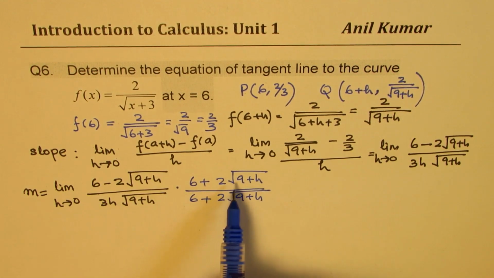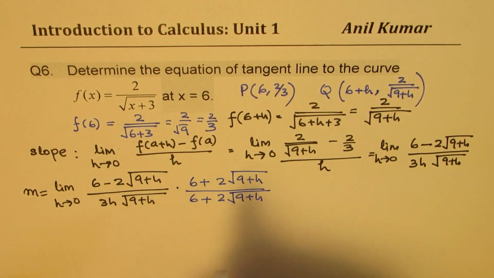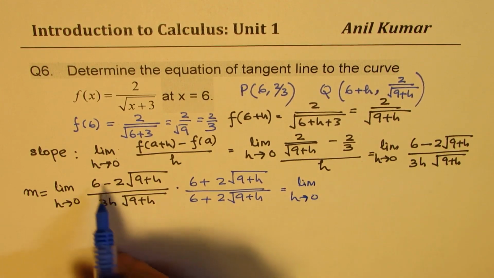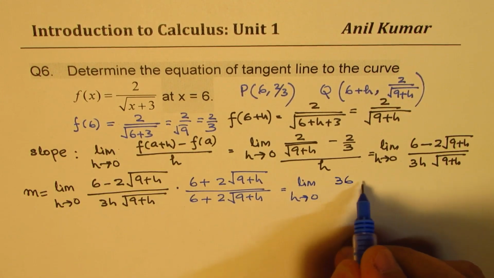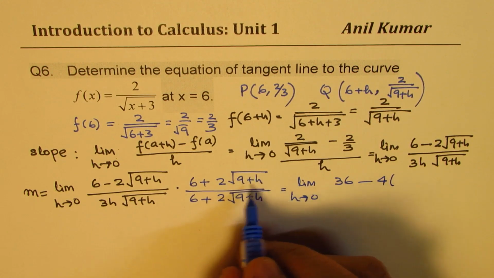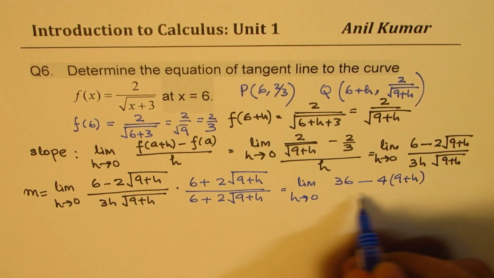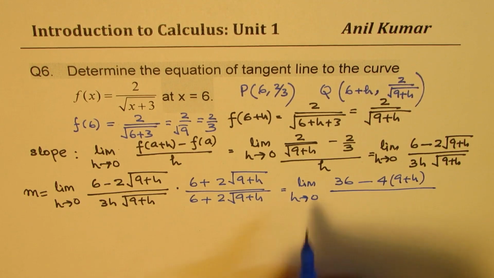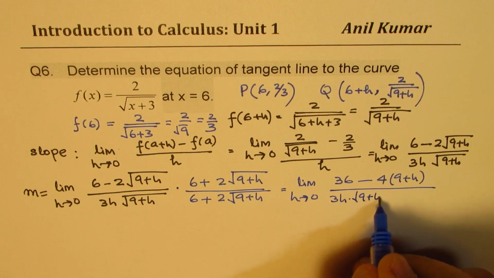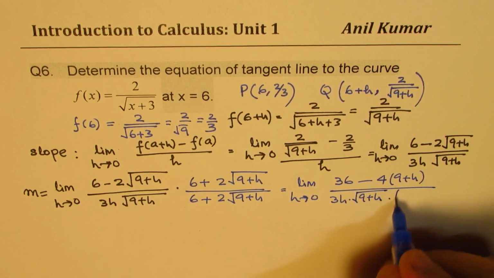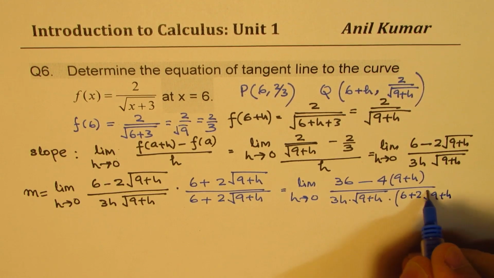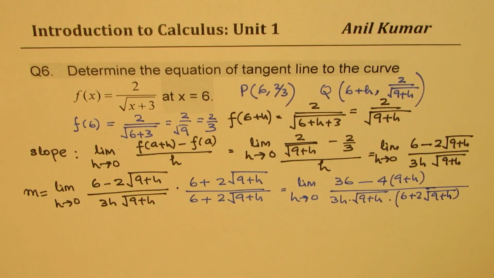So we have this expression which is slightly bigger numbers. Anyway, when you do the numerator, difference of squares, you could write this as limit h approaches 0 of 6 squared is 36 minus 2 squared is 4 times square root squared is 9 plus h, over all this, which is 3h times square root 9 plus h times, let me write in brackets, 6 plus 2 square root 9 plus h. Clear? So that's what you get.